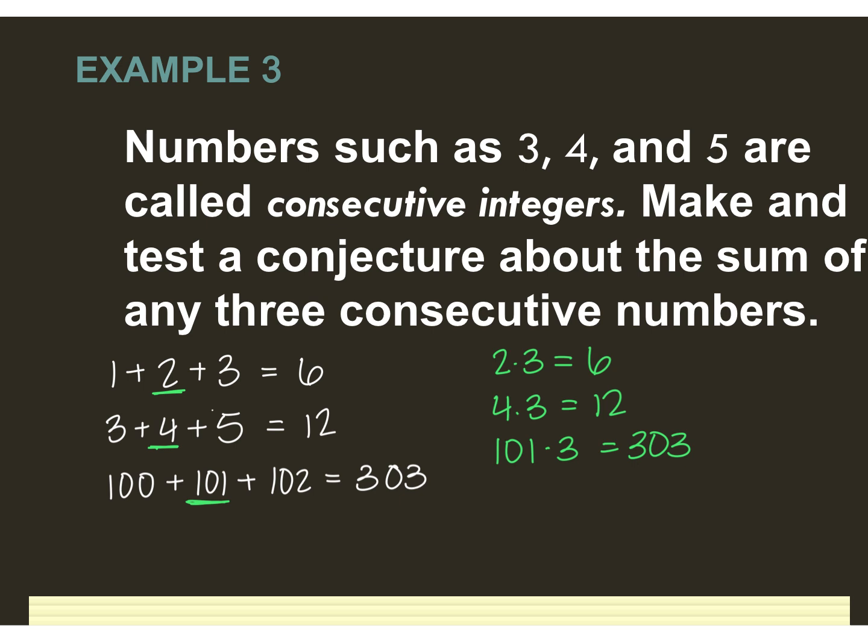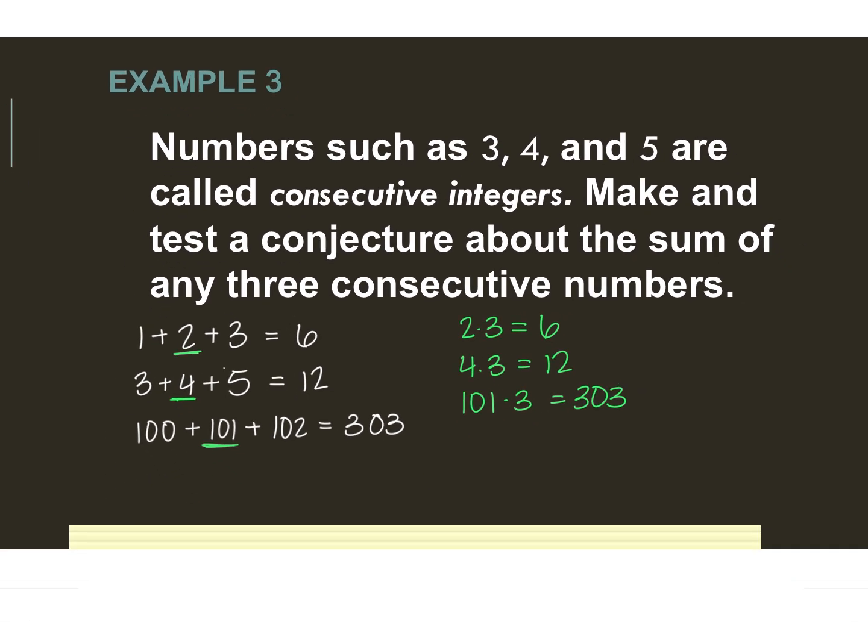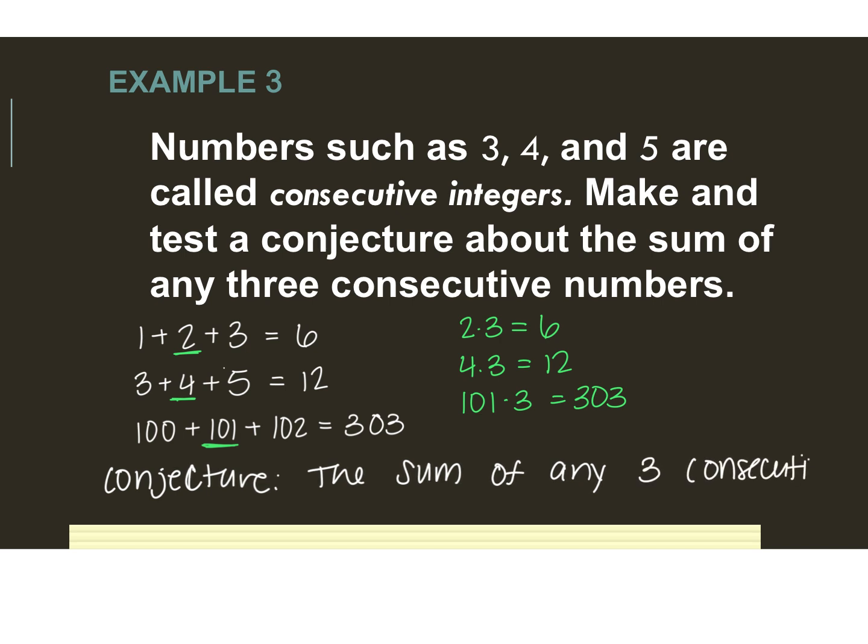So I'm giving an observation. So it's asking me to make a conjecture. So looking at this, what would my conjecture be? I'm going to write it down. Something along the lines: the sum of any 3 consecutive integers is 3 times the second number.